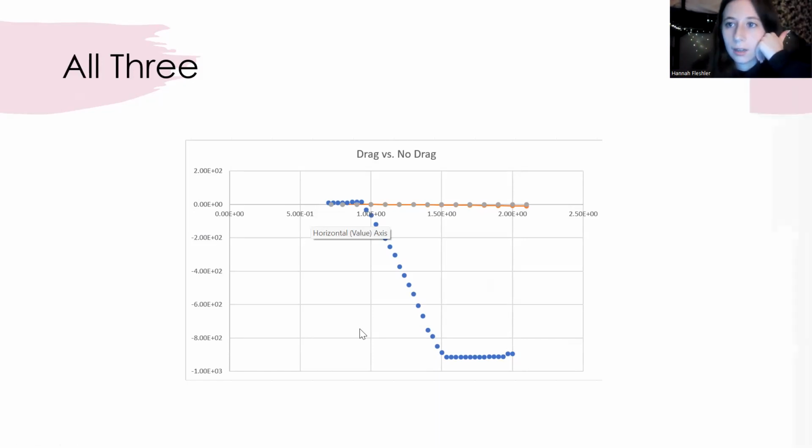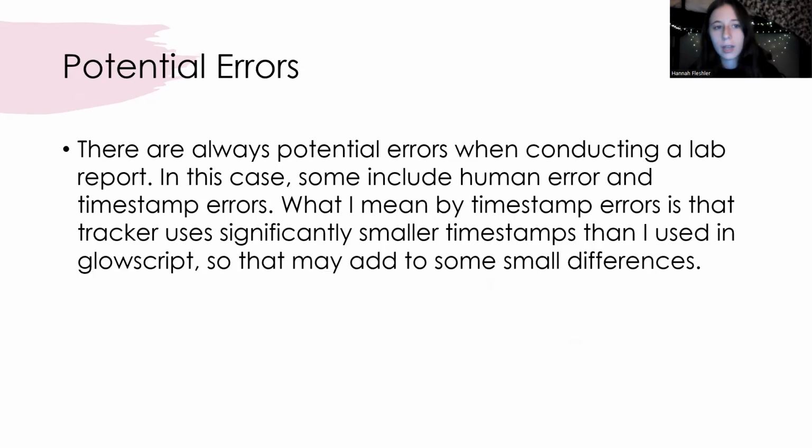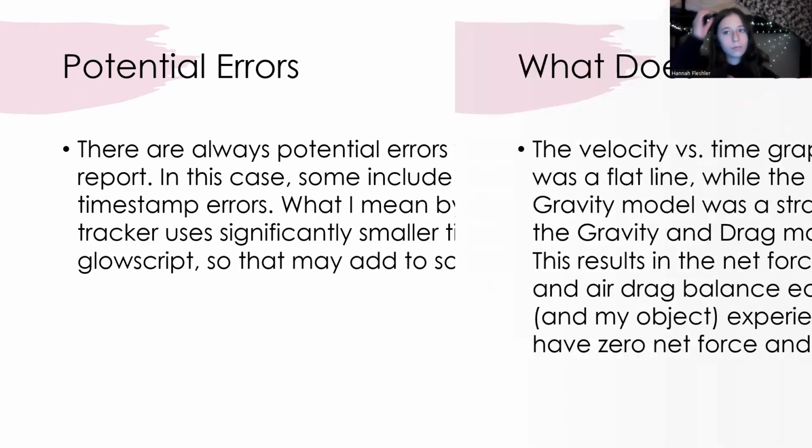But yeah. And then potential errors. There's always potential errors when conducting a lab report. In this case, some include human error, like pushing on the piece of paper accidentally while I'm dropping it, or the timestamp error. It may have been better to try and use some smaller timestamps in GlowScript to adjust the graph, but it was very difficult to execute.